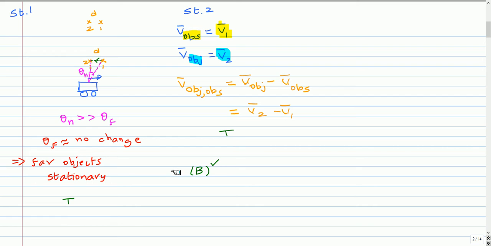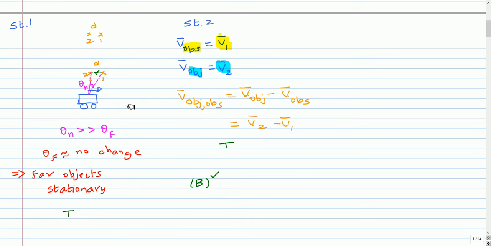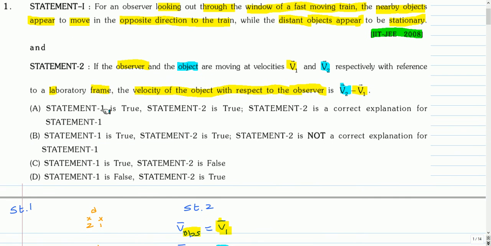So both the statements are true, but the statements are not related. Statement 1 is due to the fact that the line of sight of the faraway object doesn't change. So the correct option is option B. The two statements are true, but statement 2 does not give the correct explanation for statement 1.